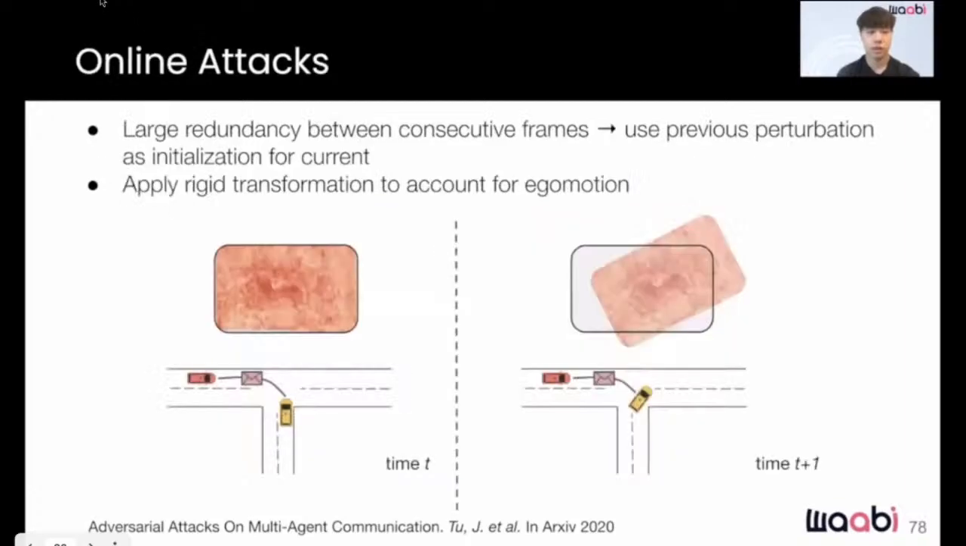Luckily, in an online setting, we can exploit the redundancy between consecutive frames to create more efficient attacks. In self-driving, consecutive frames are often collected milliseconds apart and will be very similar to each other. Specifically, we can use the perturbation from a previous frame as initialization for the next frame. In addition, we apply a rigid transformation at every time step to account for ego motion. By doing so, we can synchronize the perturbations with the movement of sensory measurements relative to the ego car.